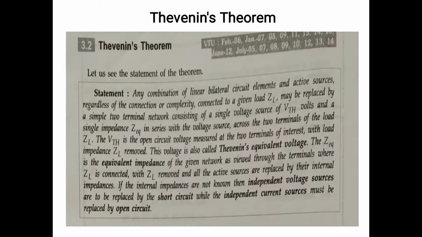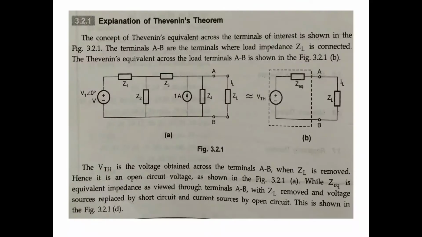If the internal impedances are not known, the independent voltage sources are to be replaced by a short circuit. It means independent voltage sources are replaced by short circuits. If the impedance is not known, independent current sources must be replaced by open circuits. This is the explanation of Thevenin's theorem. How does Thevenin's theorem work?